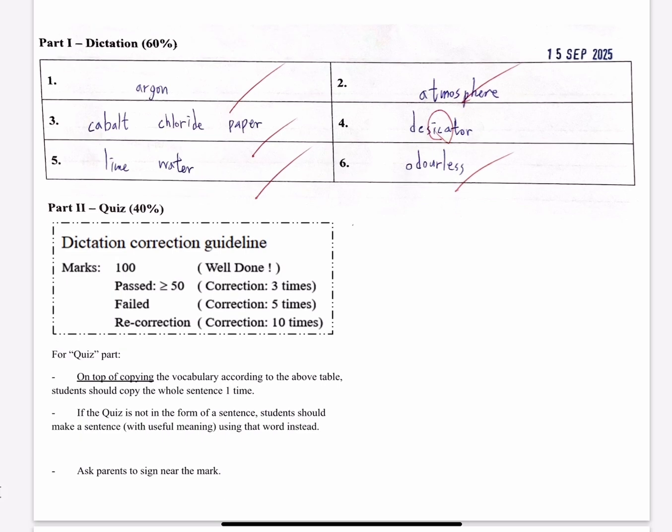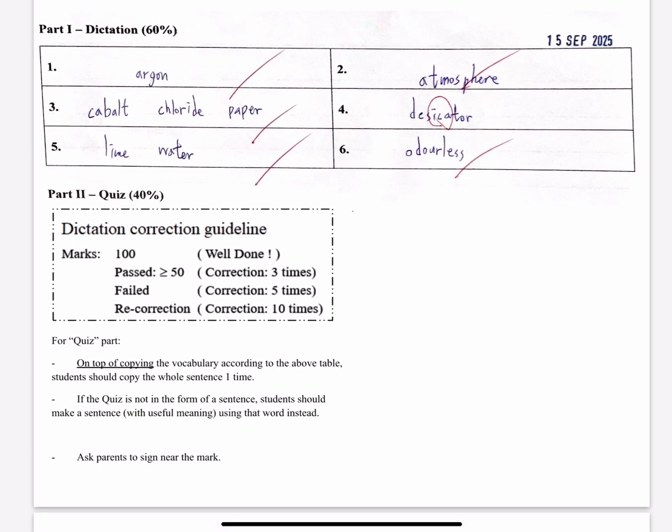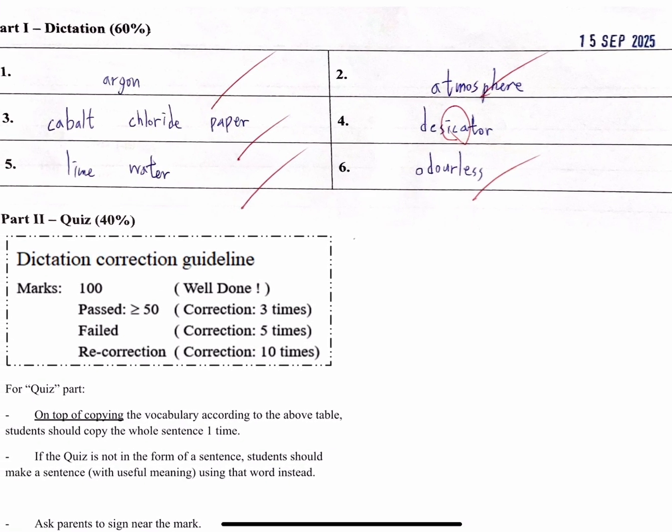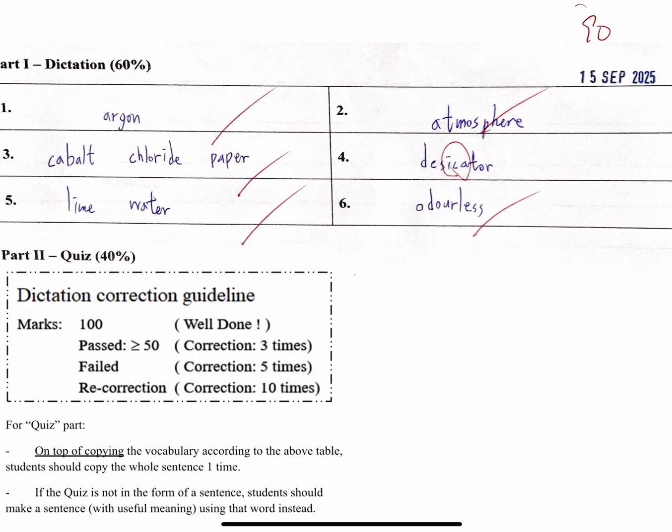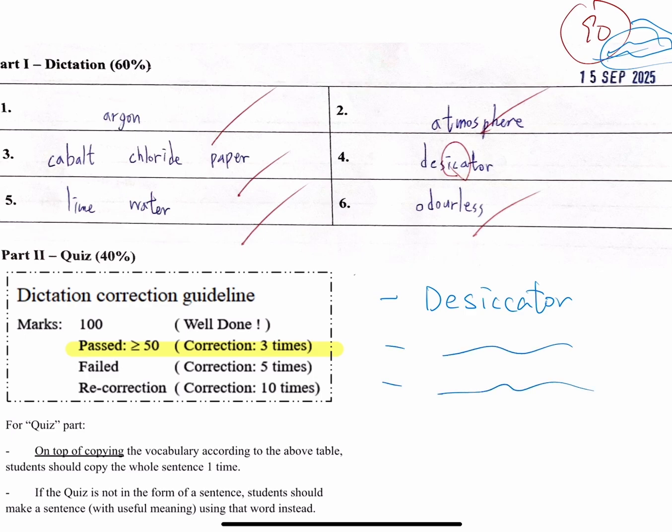And if you got one of the dictation words incorrectly, and you got 90 marks, then you also need to ask your parents to sign, and you should do the correction according to this table. You passed, so you do the correction 3 times. So copy the correct word 3 times in the back. Okay? And then that will be done.